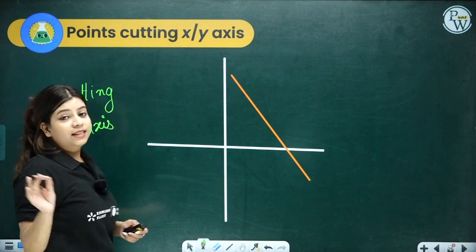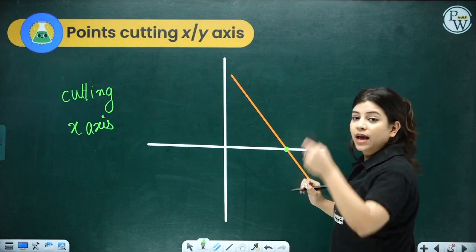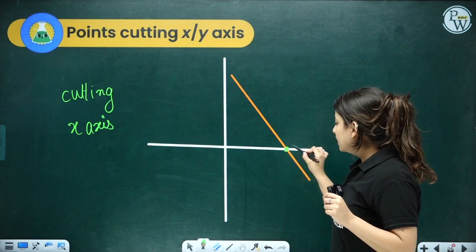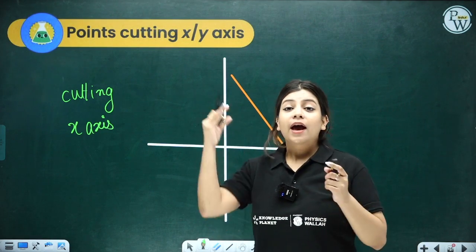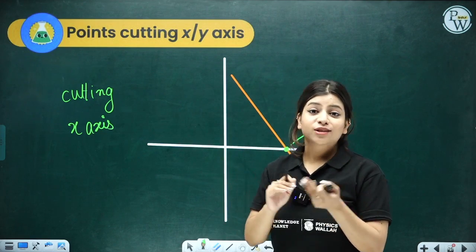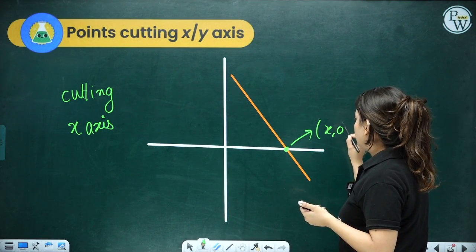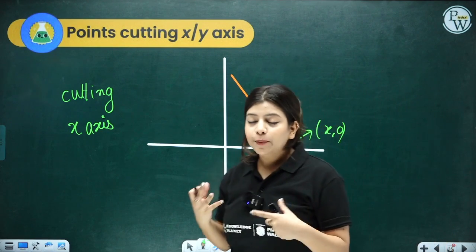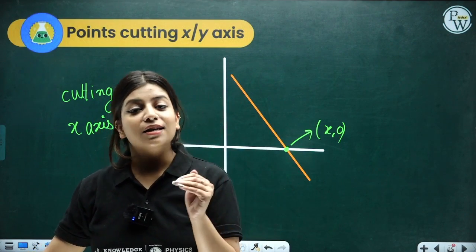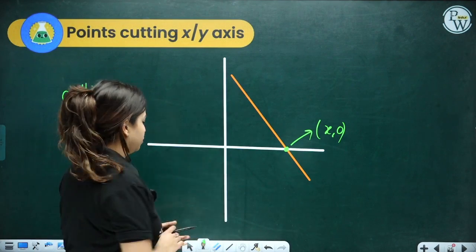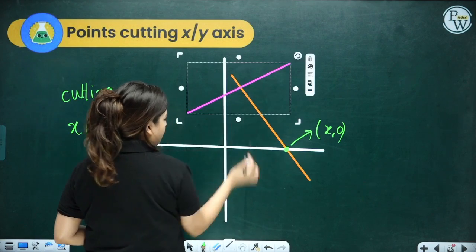And if it is cutting the x-axis, it means there comes a point over here when it is lying only on the x-axis. If I talk about only this green point, this green point is lying on the x-axis. And if it is lying on the x-axis, its y has to be 0. So this point will be of the form x comma 0. Right? So in that particular equation, we can directly put y as 0 and we can get the answer for x.